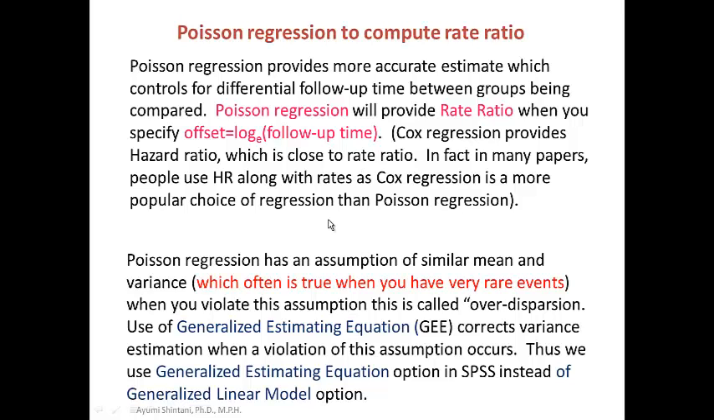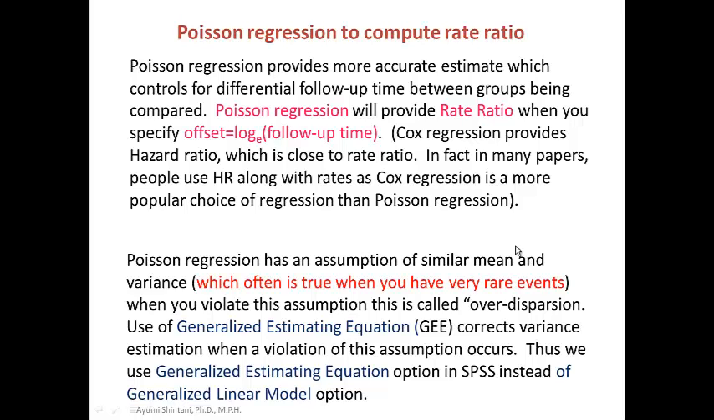In fact, in many papers, people use hazard ratio, which is derived on Cox regression. Instead of labeling their data as hazard ratio, they label their data as a rate ratio because rates are easier to understand than hazard. Poisson regression has an assumption.